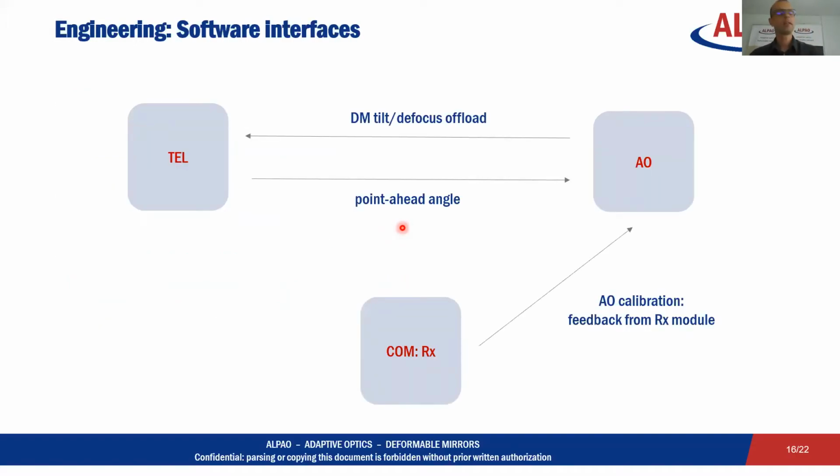Another important aspect is software interfaces between the AO module and the operating control system. So we have three blocks here: the telescope block, which is supposed to represent the operating control system, the AO block, and the communication block, which has the receiver. So just a couple of examples of data flow between these different entities.